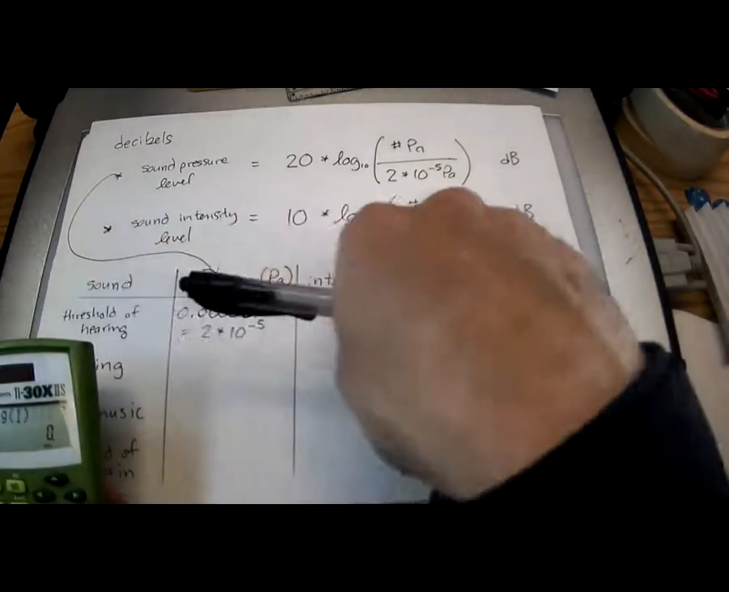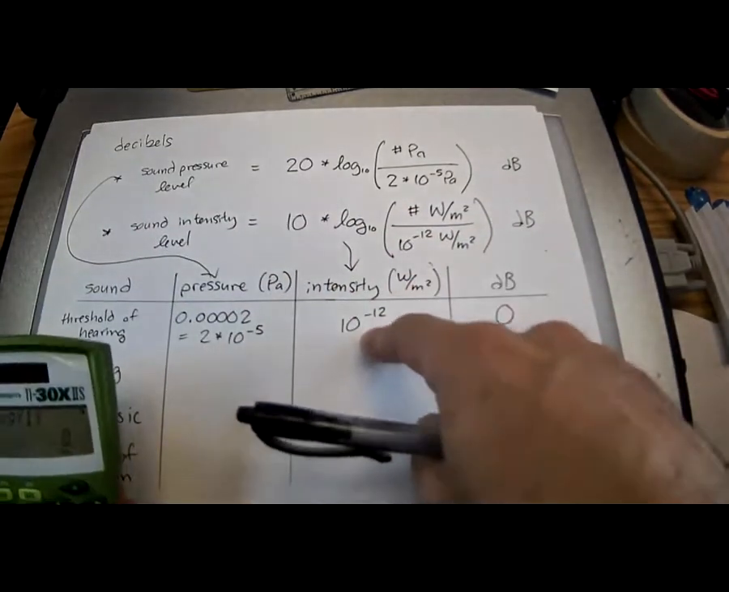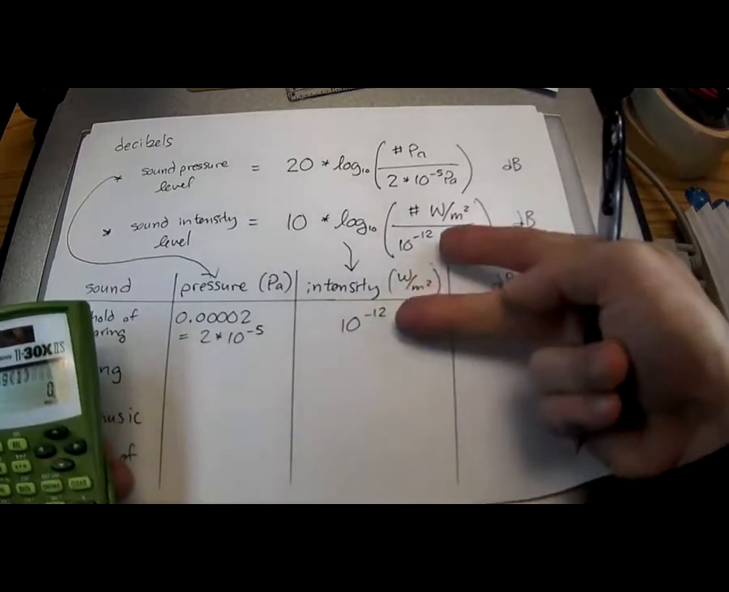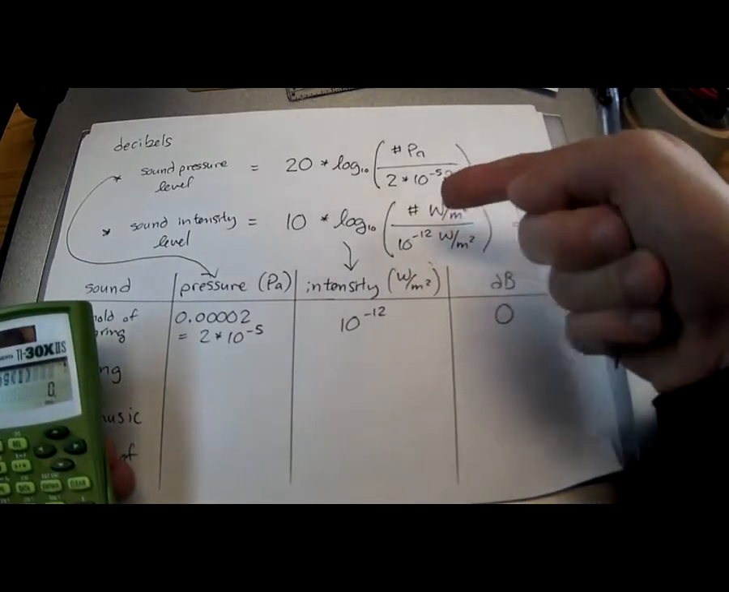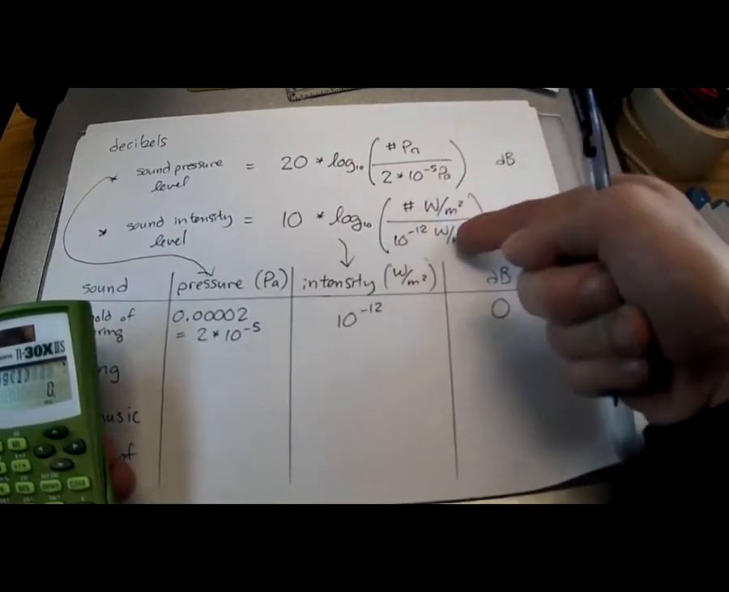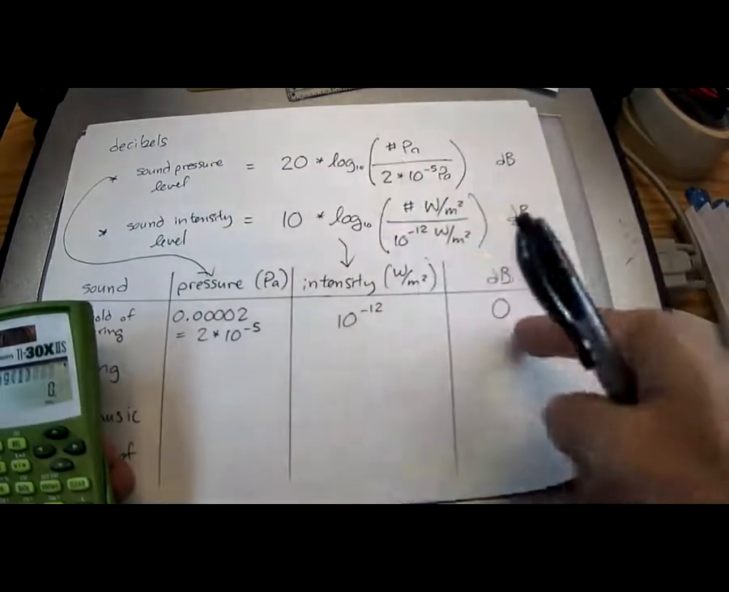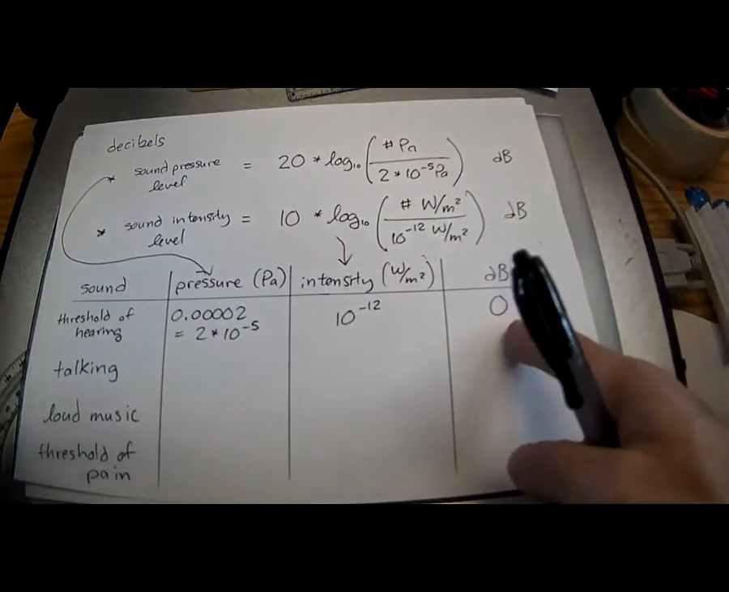What if I do it in terms of intensity though? I have 10 to the negative 12 watt per square meter. Oh, well look, that number is that number, isn't it? So it would be the same story. You play out the same way. 10 to the negative 12 compared to 10 to the negative 12 is 1. Log of 1 is 0. It's still 0 decibels. Okay, makes sense?